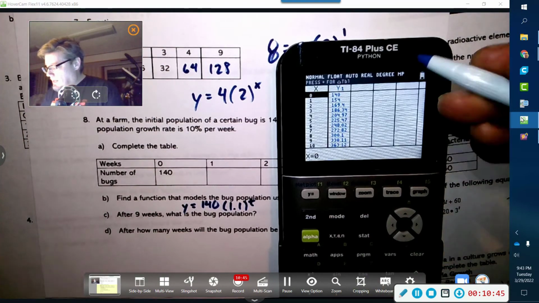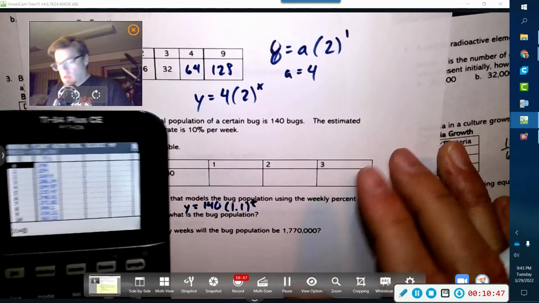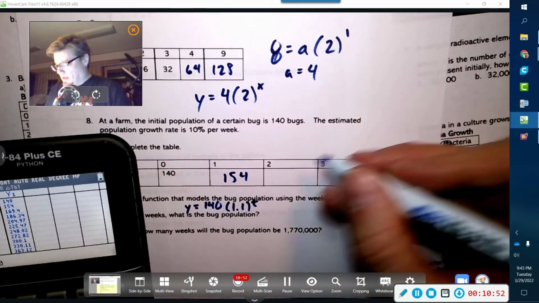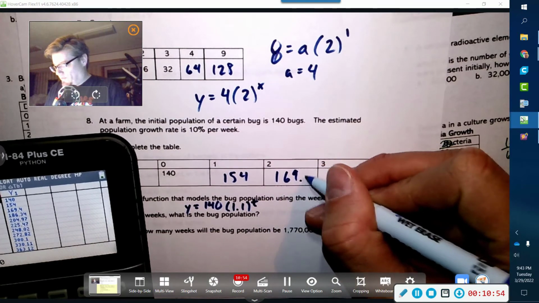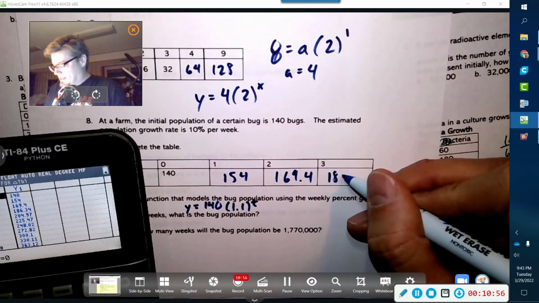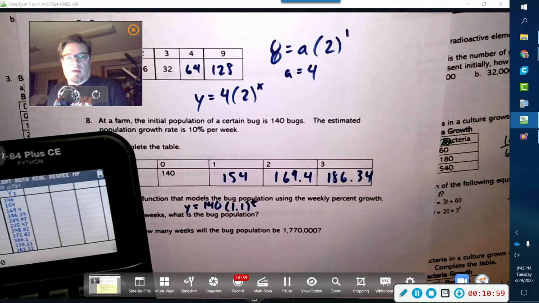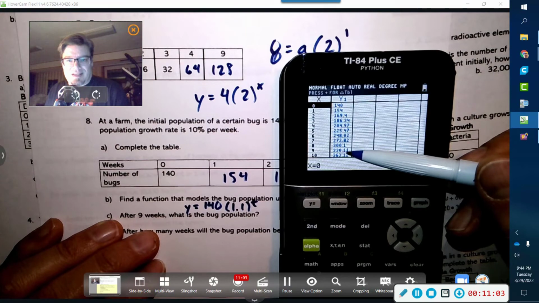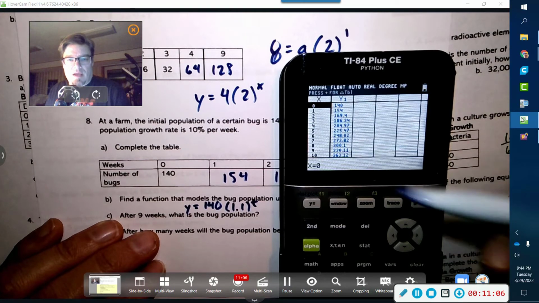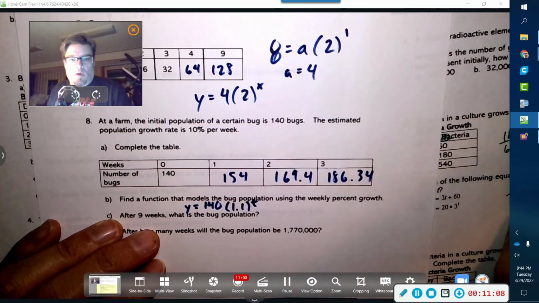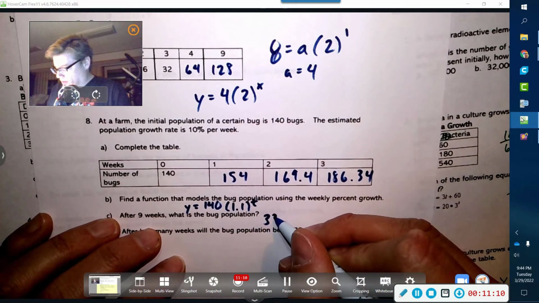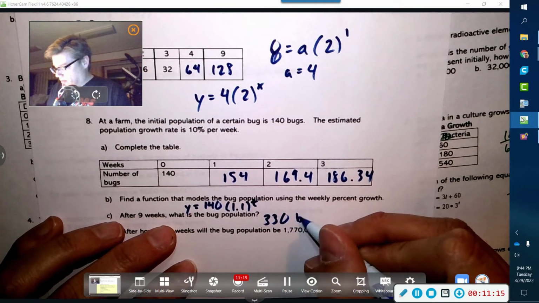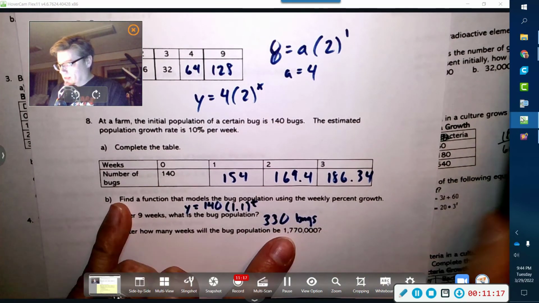So here's our table, 140. We got 154. Then after 2, it's 169.4, and then 186.34. All right. Okay, after 9 weeks, what is the bug population? Looks like it's 330.11. So let's just go ahead and, I guess, round down. So 330 bugs. And then after how many weeks will it be 1,000,000?